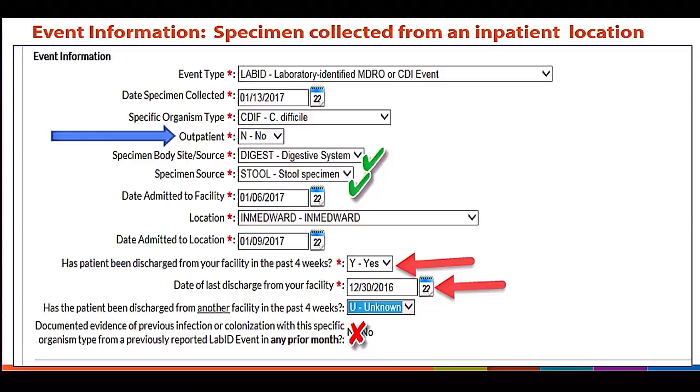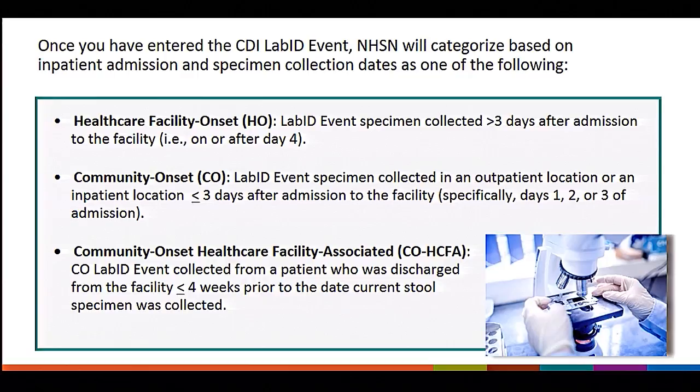Here's the event from the inpatient side, very similar, just again, if you're going to be reporting an inpatient event, outpatient equal no, so that you get in your drop-down menu under location all of your inpatient locations. Once you have given us your events, the application will automatically categorize based on dates, specifically the date of admission to the facility and the date of event, or the date of positive specimen. These categories that you see here, the healthcare facility onset, the community onset, healthcare facility associated, are all strictly date-driven.